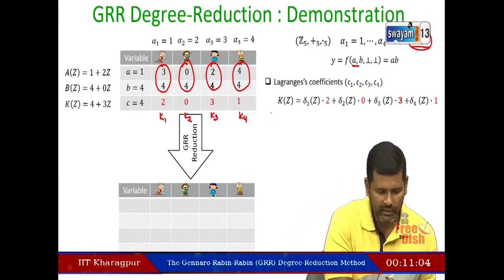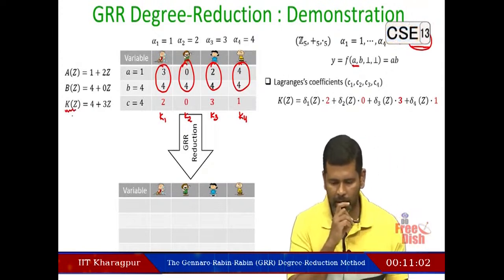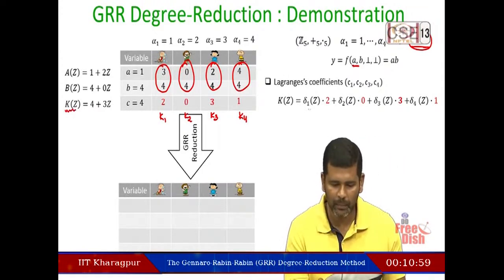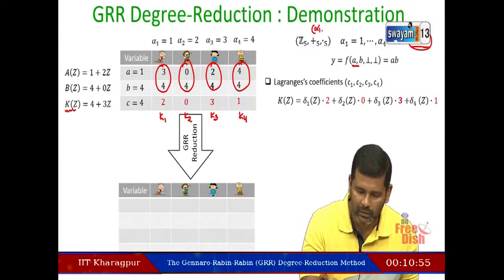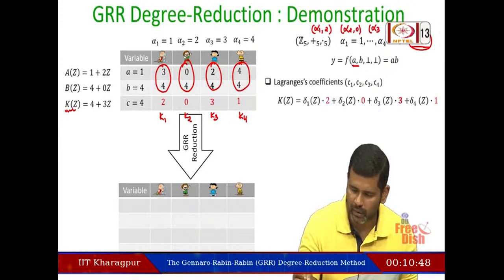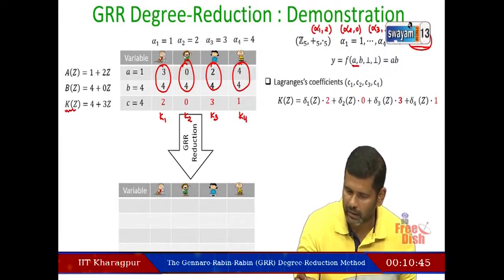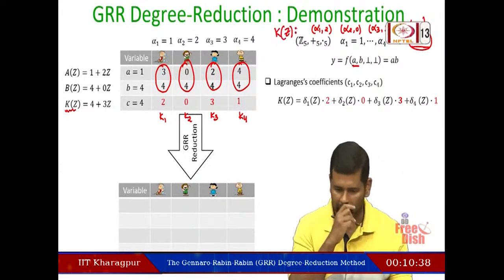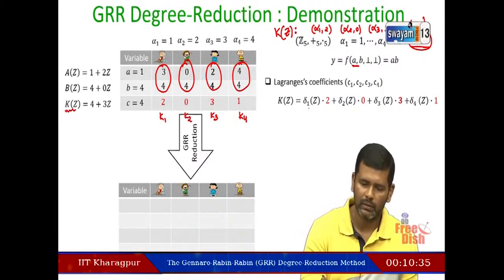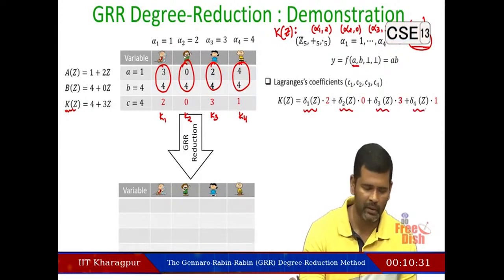So, this is the k polynomial as per our notation, and this k polynomial is actually passing through your alpha 1 comma 2, alpha 2 comma 0, alpha 3 comma 3, and alpha 4 comma 1. So, your k polynomial passes through these 4 points. That means we now need the delta 1, delta 2, delta 3, delta 4 polynomials here.